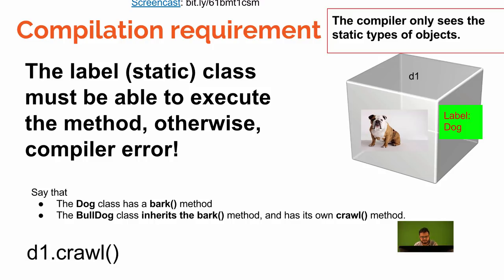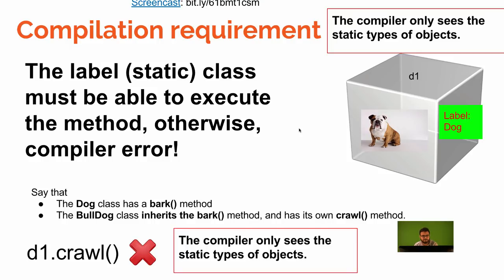The compiler cannot see inside, remember. The compiler says, okay, d1 is a dog, but the dog class does not have a crawl method. The compiler says this is not okay, because it does not know that inside truly is a bulldog. And this fails. This is a compiler error. The compiler only sees the static types of objects. See how that line is really important?